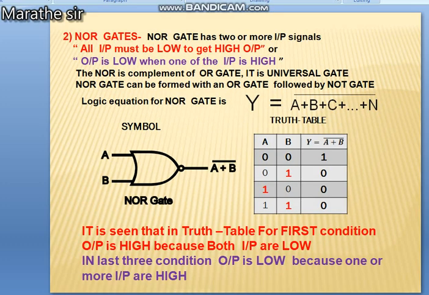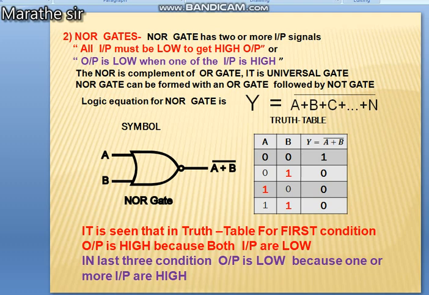Now the second derived gate is called the NOR gate. The NOR gate has two or more input signals. Its logical statement, its definition: all inputs must be low to get a high output, or its output is low when one of the inputs is high. The NOR gate is also called a universal gate. As the name suggests, the NOR gate can be formed with an OR gate followed by a NOT gate.